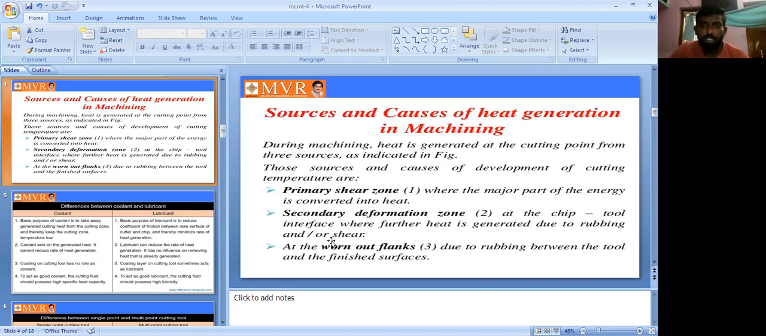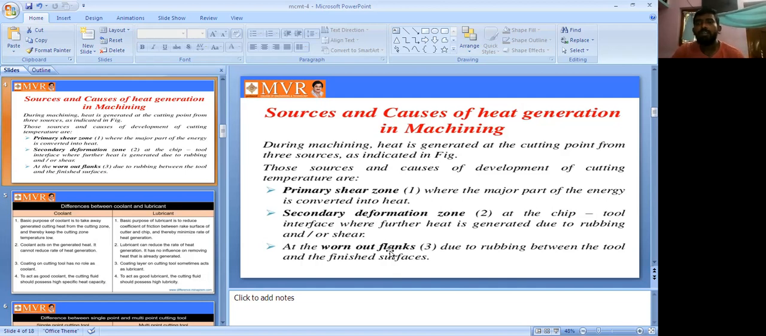Next one, the third one, is at the worn out flanks, due to the rubbing between the tool and the finished surface. So here, in this third one, the heat will be developing due to the rubbing between the tool and the finished surface. So it is the third source.